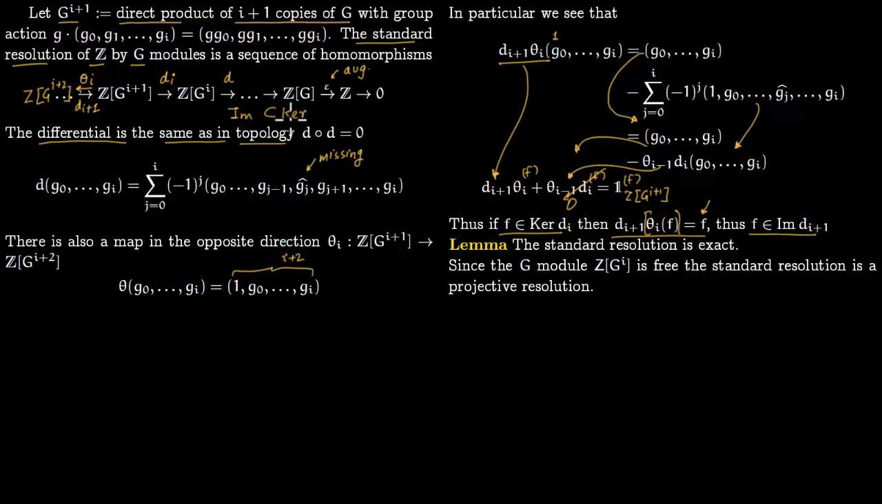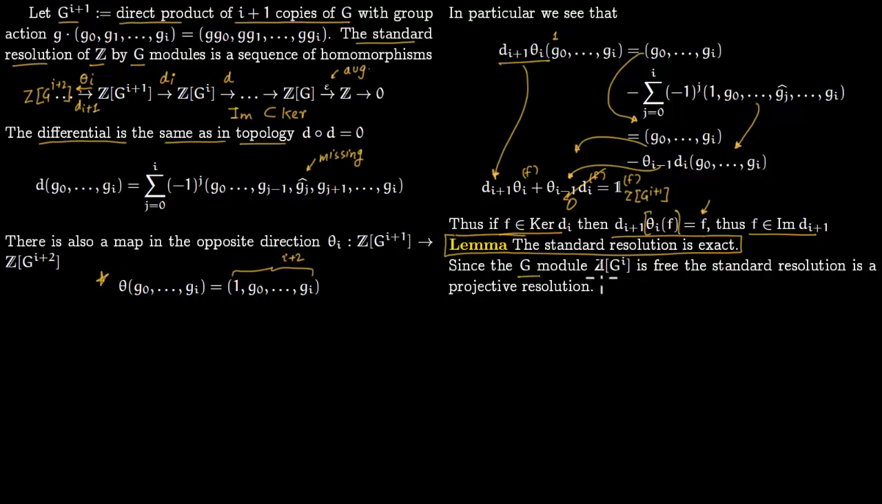So this was obviously there from this argument. The opposite direction is you start from f in the kernel and you get back into the image. So the lemma is that this resolution is exact, and that's what we just proved, and this theta was constructed precisely to prove the lemma.